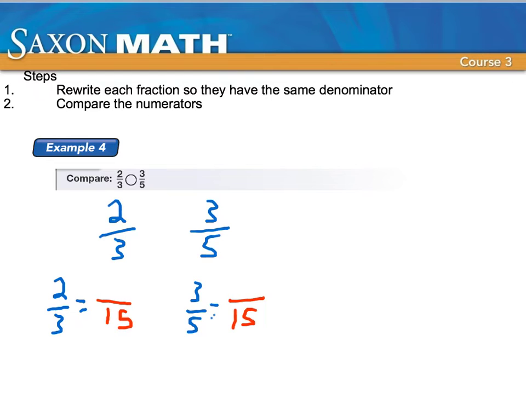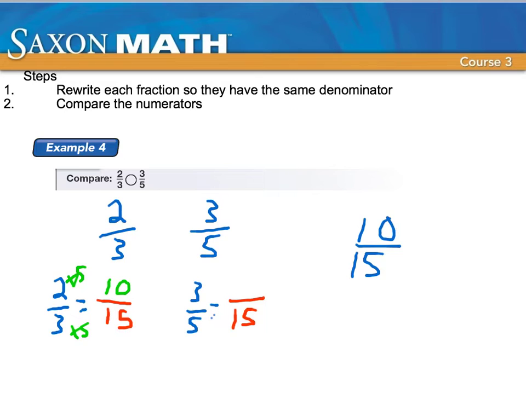Alright, so now I figure out, again, I'm going to do the same thing we just did on the last slide. I need to figure out how many times does 3 go into 15. What did I have to multiply it by? Okay, well 3 times 5 is 15. So I need to do the same thing to the top. 2 times 5 is 10. So my new fraction for 2/3 is 10/15. Alright, and I'm going to take that, just write that over here. 2/3 equals 10/15.